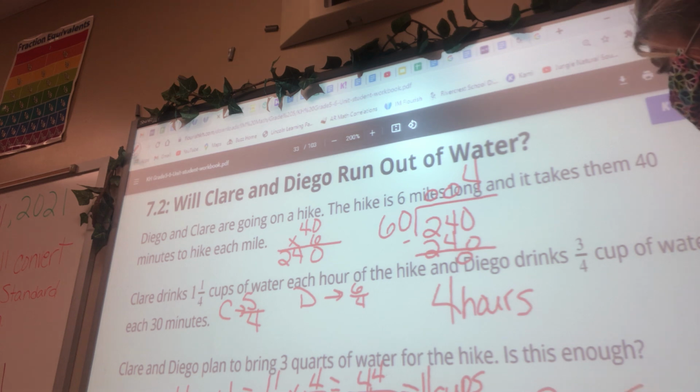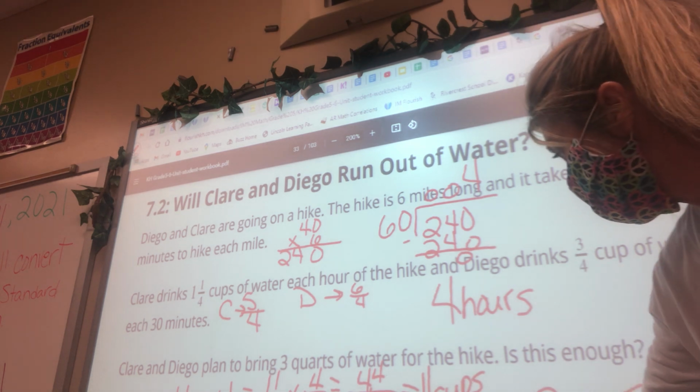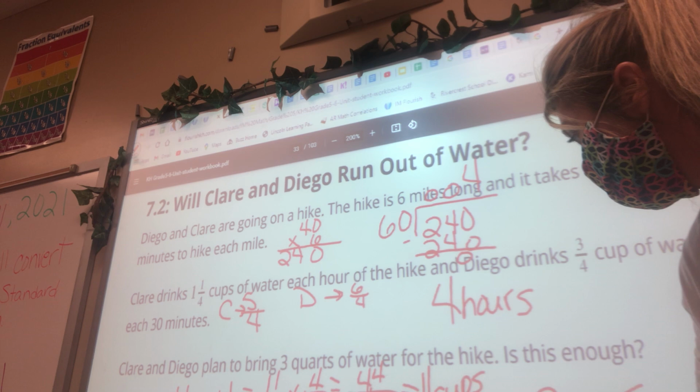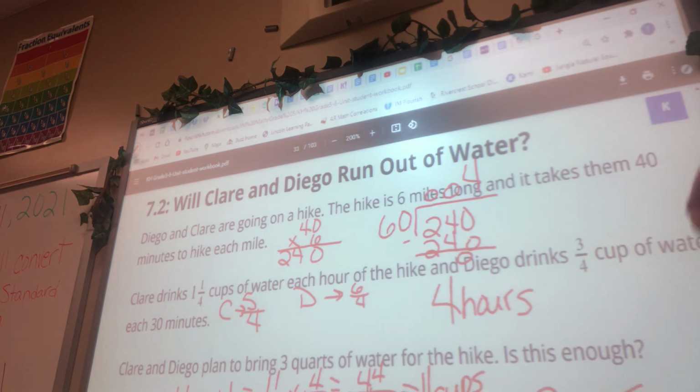Hold on, wait a minute. Yes. 3 quarts is equal to 12 cups. Do you see why? Look at your sheet. The C's are cups. So if you have 1, 2, 3 quarts, you would have 4 cups in this one, 4 cups in this one, and 4 cups in this one. So you'd have 12 cups. So we have enough. All right, so they have enough.